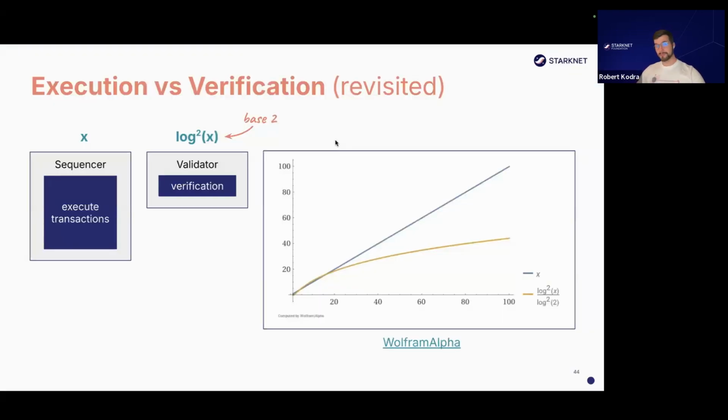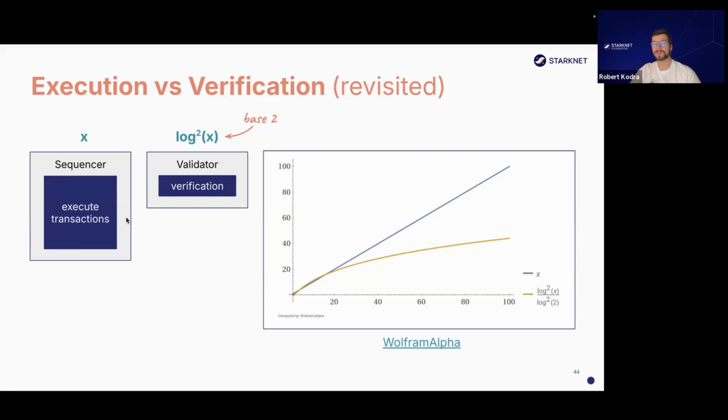Now, maybe you remember this slide from the last session, where we talked about execution versus verification. Just to recap, on the left side we have the sequencer, and X is the number of steps performed by the sequencer. This is what we call the amount of work, denoted by these big blue blocks, the amount of work it takes to execute this transaction.